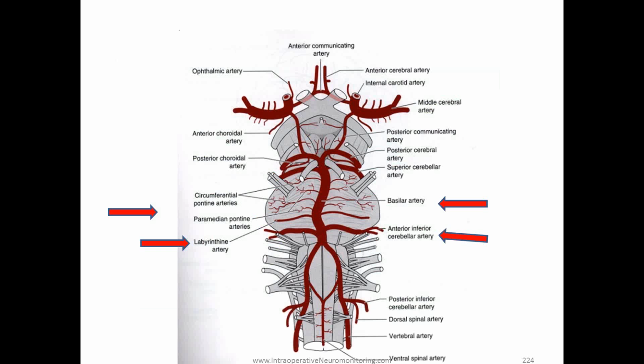Here's our circle of Willis, and we see right smack in the middle is our basilar artery. Coming off of that is our anterior inferior cerebellar artery. The branching off of that is the labyrinthine artery. What I put this up here to show is sometimes there can be some anatomical variance where it's coming off the basilar artery. Other times it's coming off of the anterior inferior cerebellar artery.